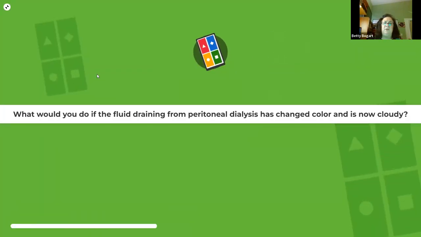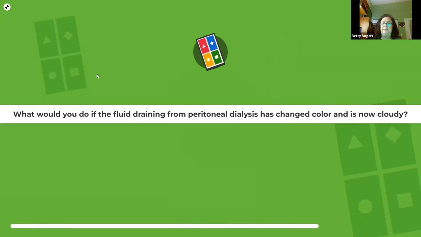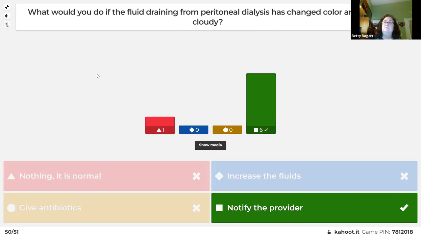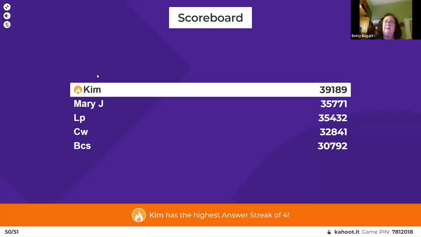What would you do if fluid draining from a peritoneal dialysis has changed color and is now cloudy? So we suspect if it's changed color, something's going on, possibly an infection. As I said, better safe than sorry. Notify the provider, get the antibiotics, start them as soon as we possibly can.